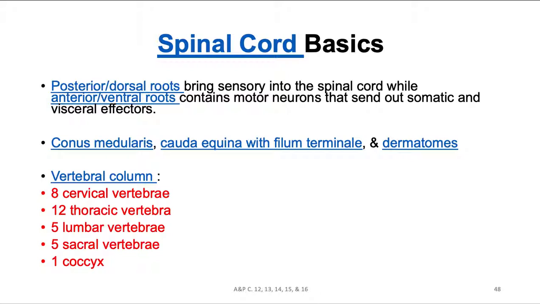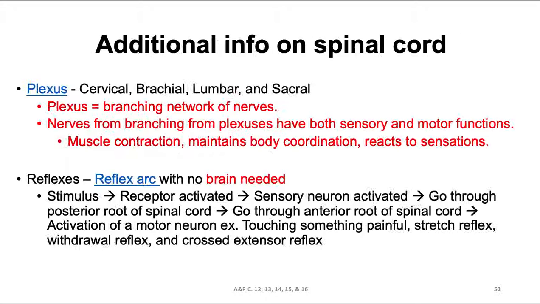And then you have dorsal and ventral roots branching off of your spinal cord, which has motor neurons, which are going to send the information back out. We talked about our vertebrae and the different numbers of vertebrae we have in each section. We also took a look at what a plexus is, which is a network of nerves, and we looked at our reflexes. Remember, with reflexes, you don't need your brain.